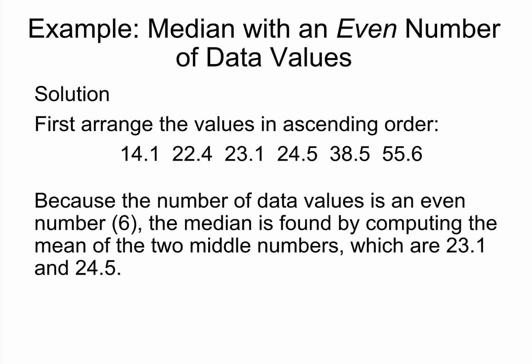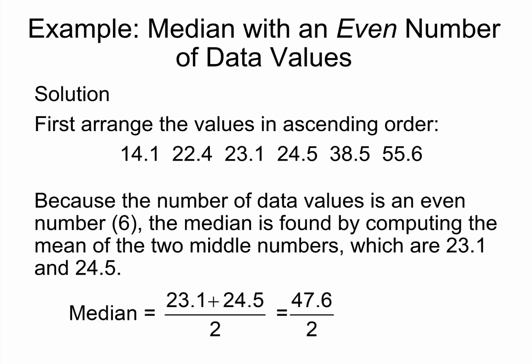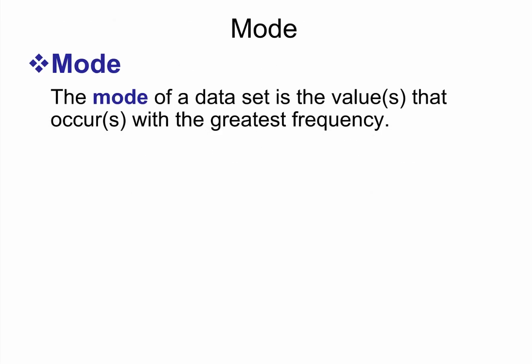So we're going to take the mean of the middle 2 values, and we get the median here to be 23.80. Again, notice when we use the median as a calculation here, we're going to use one more decimal place than the original data were collected. If we're just doing it with an odd number of data values, it'll just simply be the data value in the data set. The mode is the value that occurs most frequently.